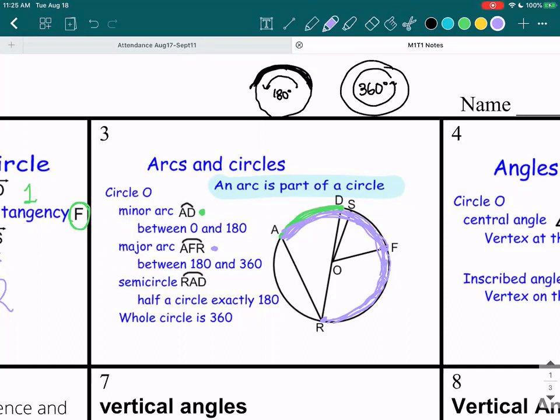And then right in the middle, you got your semicircle, which is exactly 180 degrees. That's why it says half a circle, exactly 180 degrees. So let's trace out that. R, all the way to A, all the way to D. Okay, so this RAD is exactly half a circle. And since it is exactly half a circle, it is called a semicircle.